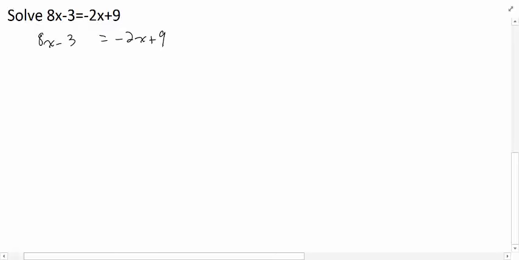So we can look at the right-hand side and say, hey, I don't want that negative 2x there anymore. I'm going to add 2x so that on the right-hand side I get 0x. But then if I'm going to add 2x on the right side, I'll have to add 2x on the left side as well to make sure that the two sides remain equal.